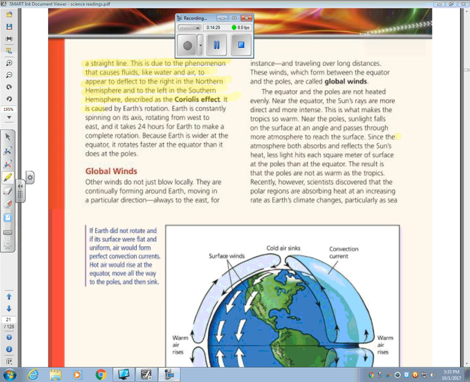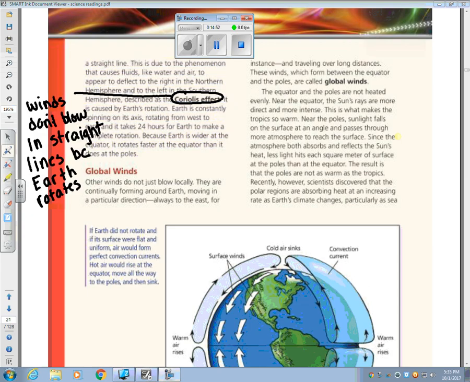Earth is constantly spinning on its axis, rotating from west to east, and it takes 24 hours for Earth to make a complete rotation. Because Earth is wider at the equator, it rotates faster at the equator than it does at the poles. So if you could please circle the words Coriolis effect and know that winds don't blow in a straight line because the Earth rotates.